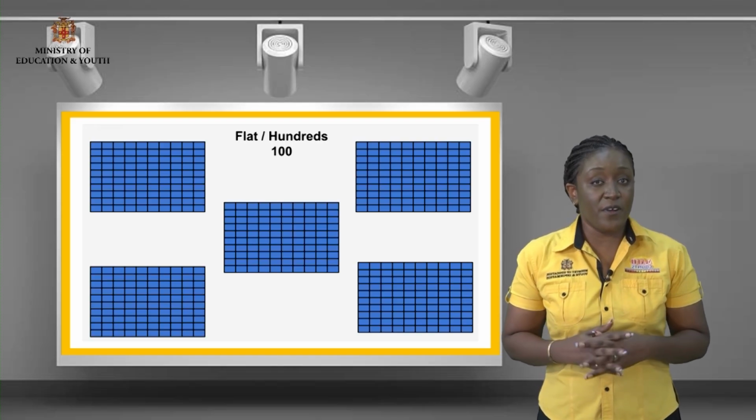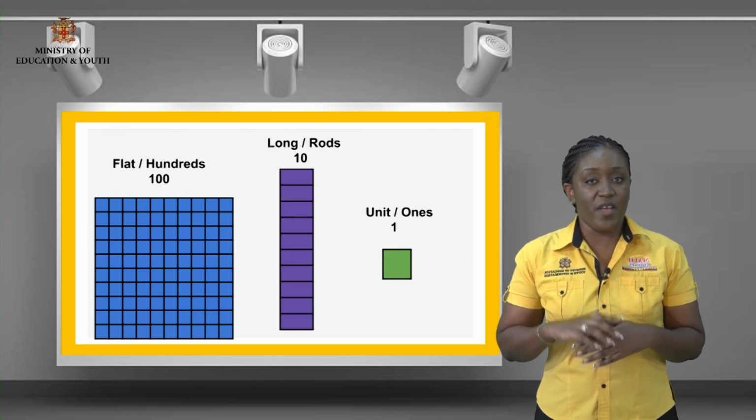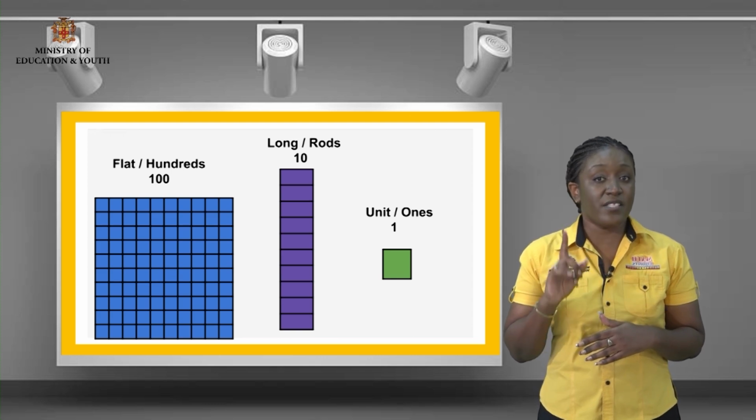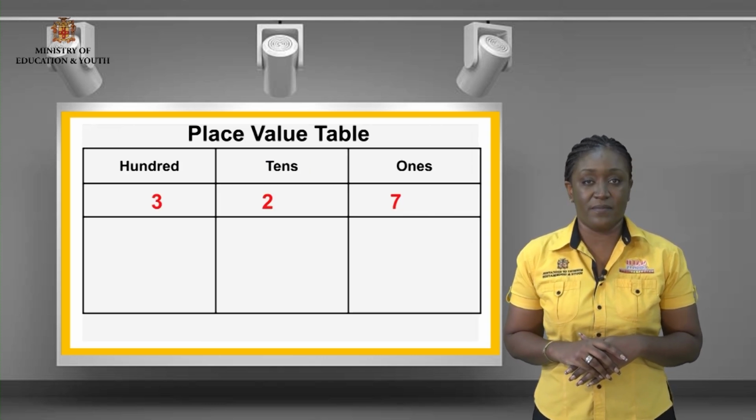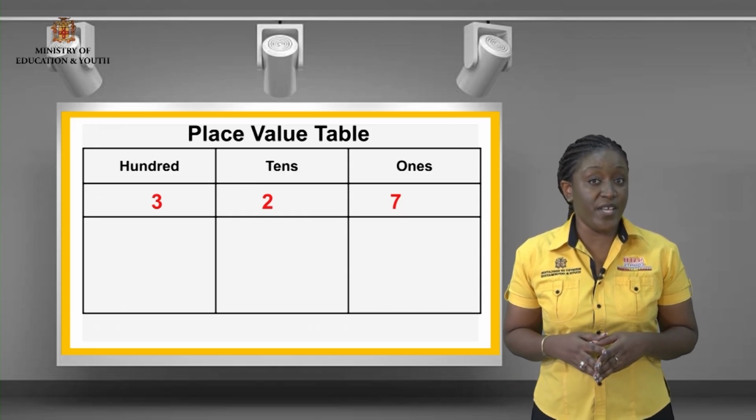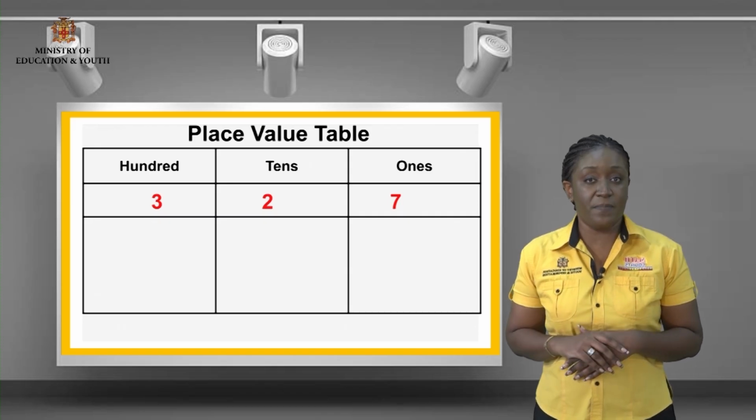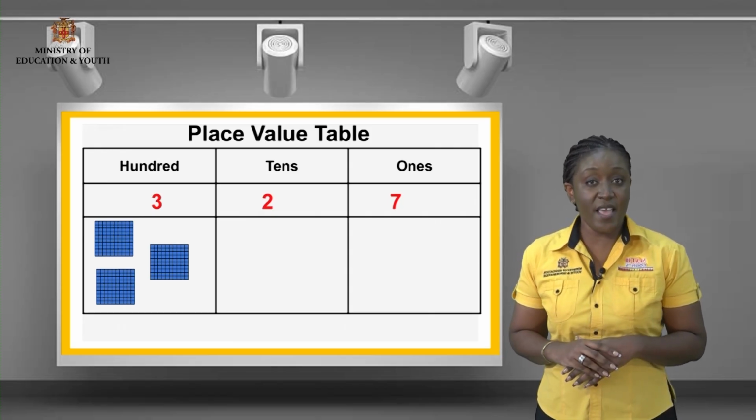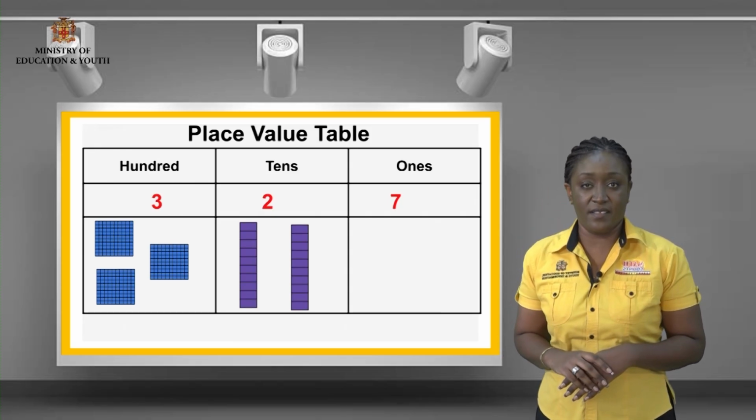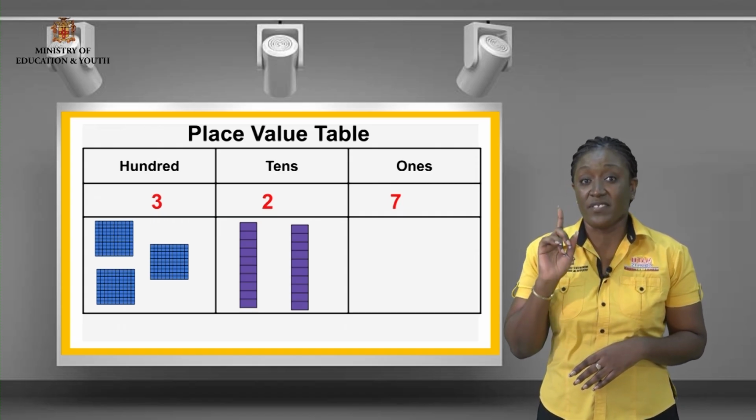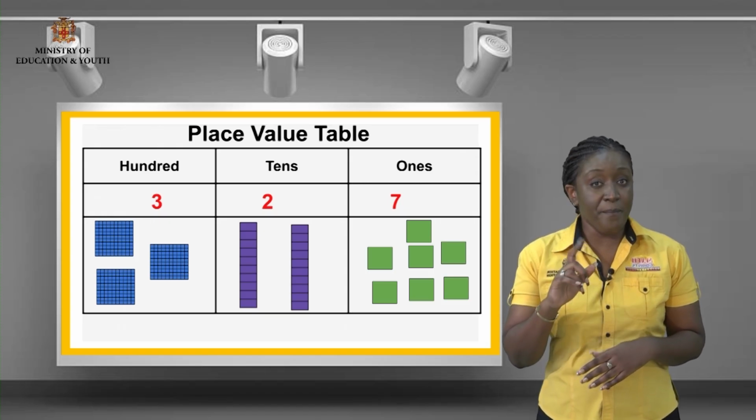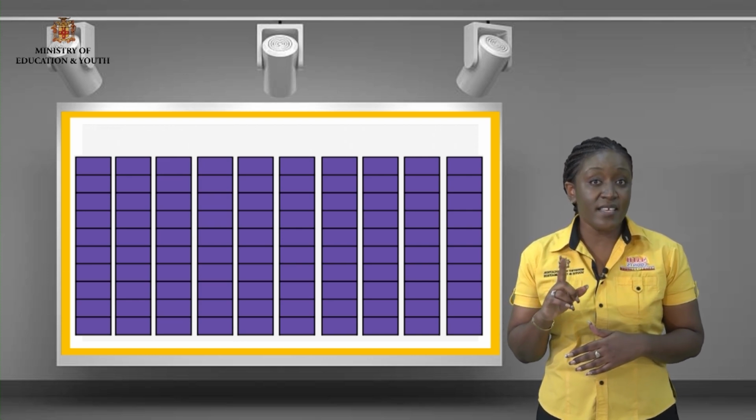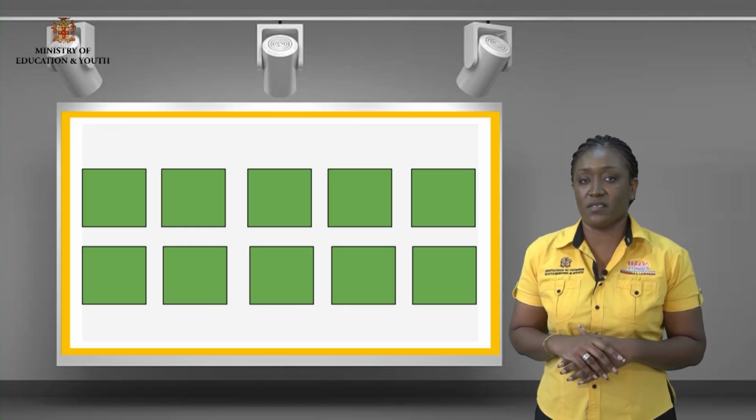So, from our exploration with the base 10 blocks, you may recognize that the order in which I place my digits in my number is important in the place value table. In the number 327, the 3 in the hundreds place means I have 3 groups of hundreds. The 2 in the tens place means I have 2 groups of tens. And the 7 means I have 7 ones. Remember, the hundreds is 10 longs or 10 tens. The tens is 10 units or 10 ones.